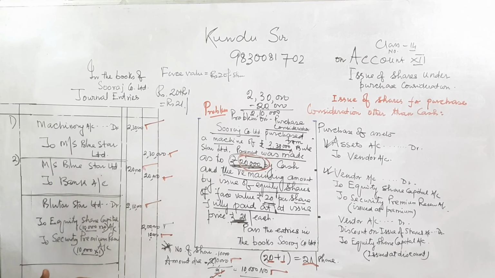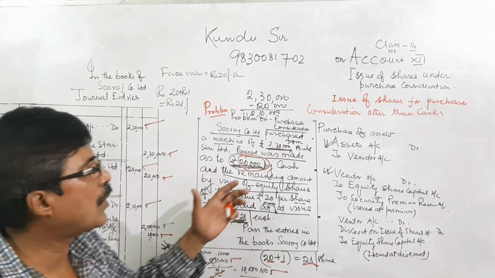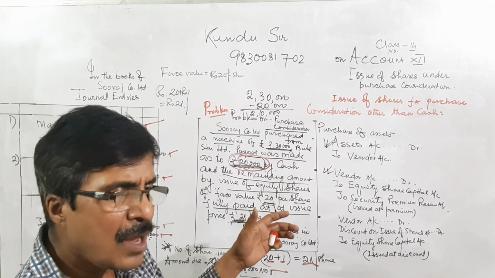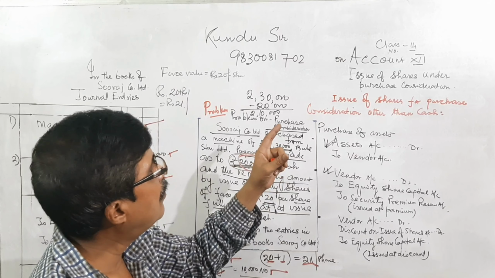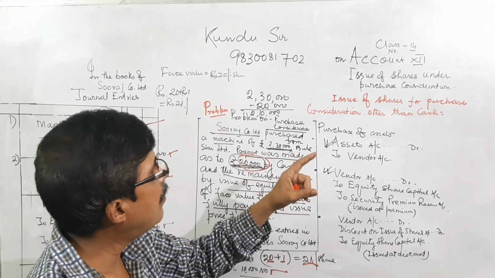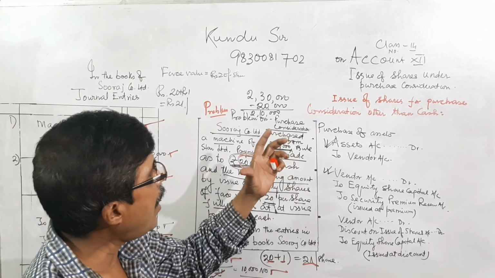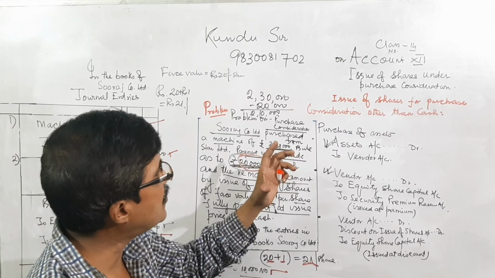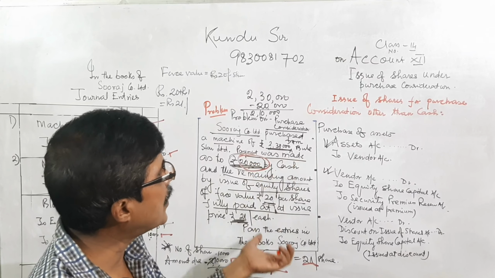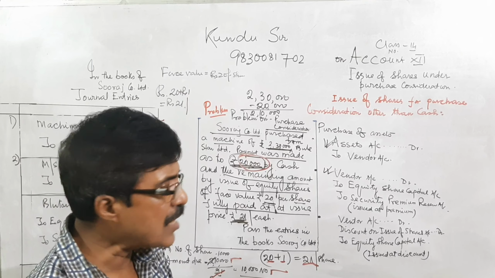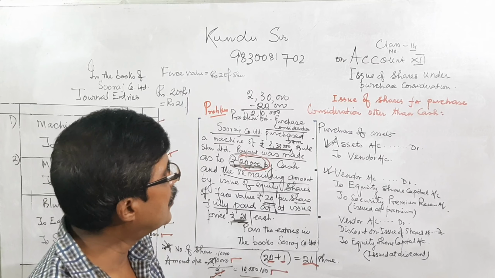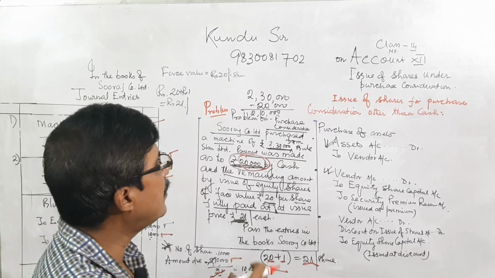Just after this class I will take 5 to 10 minutes to write down on the board another problem, and shortly I will discuss another problem on the same topic, issue of share on purchase consideration including cash or other than cash. That means there must be involvement of shares. Thanks all of you. Please wait, within a few minutes I will start the next class.